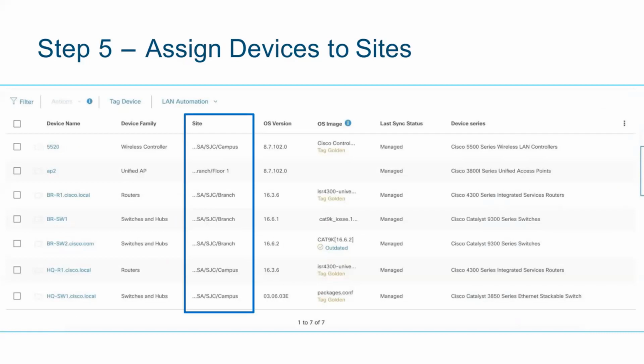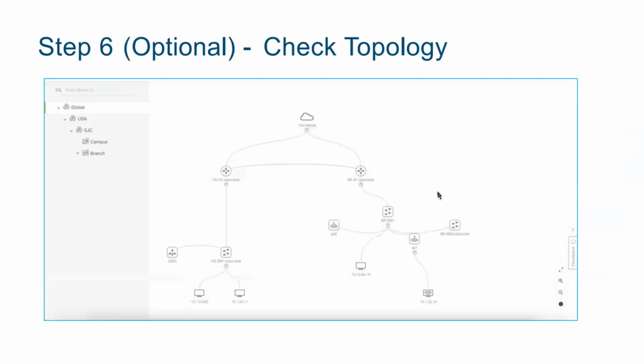based on my hierarchy. This is step number 5, select devices and assigning them to sites. So in our demo today, we're going to create a site. We're going to rerun discovery. Once we find a device, we're going to assign it to the new site. Now, this is optional. Once all devices are discovered and assigned to a site, you can review the topology.